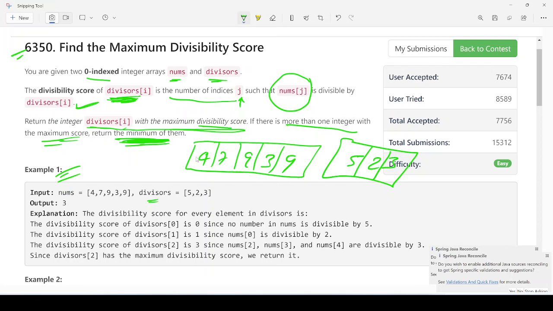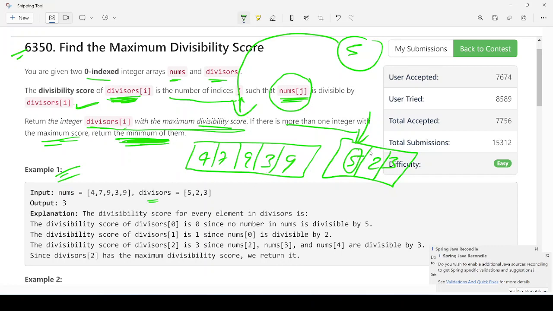How? Let's suppose we find the divisibility score of every element in divisors. The divisibility score of the divisor at index 0, which is 5, is 0, since no number in nums is divisible by 5. Nums is divisible by 5? No number here can be divisible by 5.